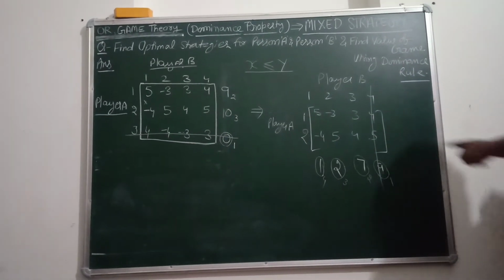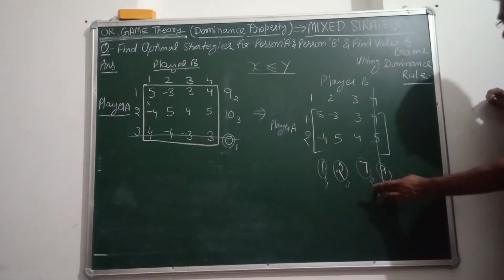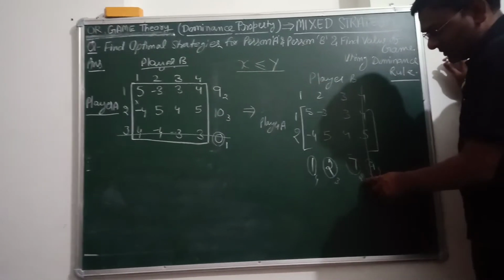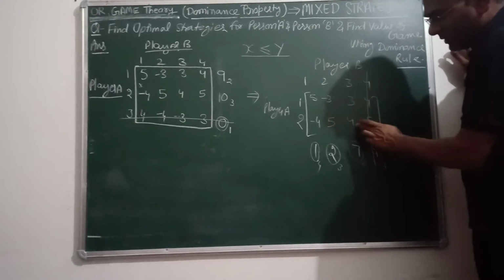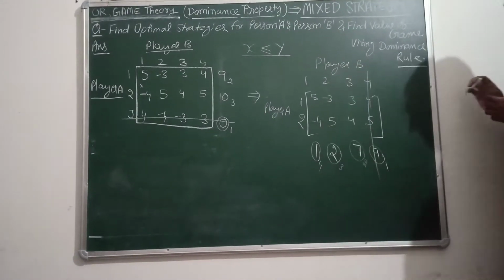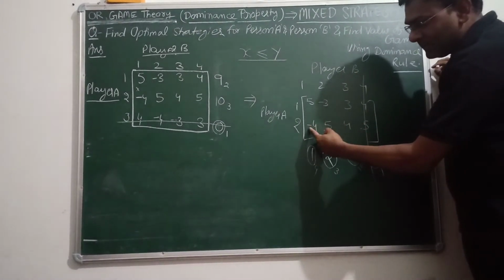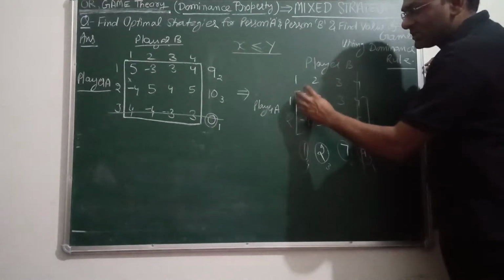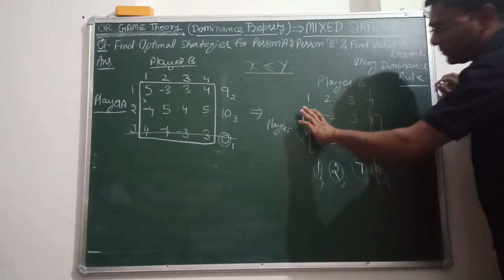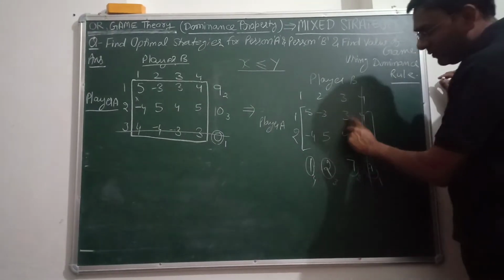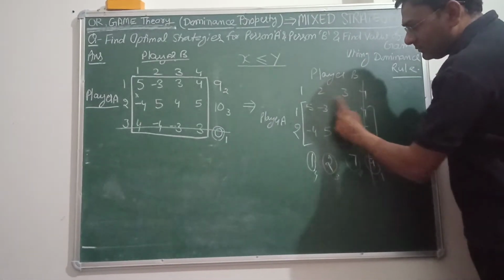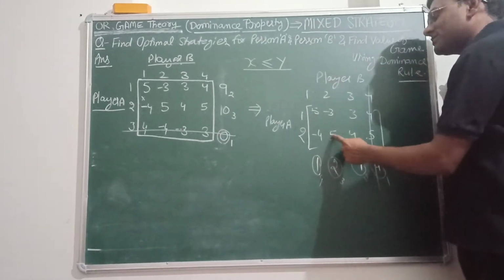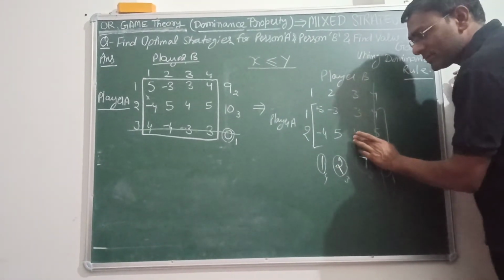Okay, now this is the second column which is having the second priority, so we will compare these values with other values. So now you will see that 4 is greater than -4, but 3 is lesser than 5, so this condition is not satisfied. We cannot eliminate this. Now we will compare these values. Okay, 4 is lesser than 5, so the condition is not satisfied.